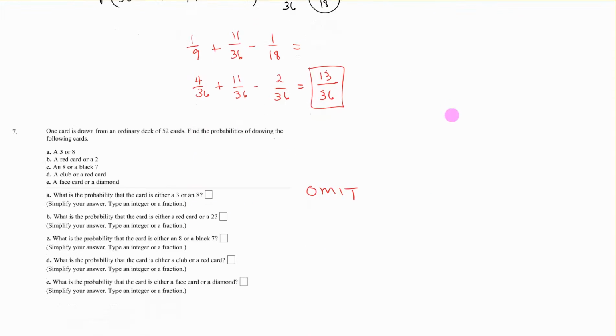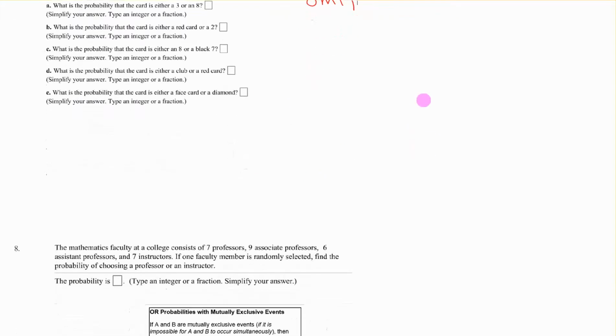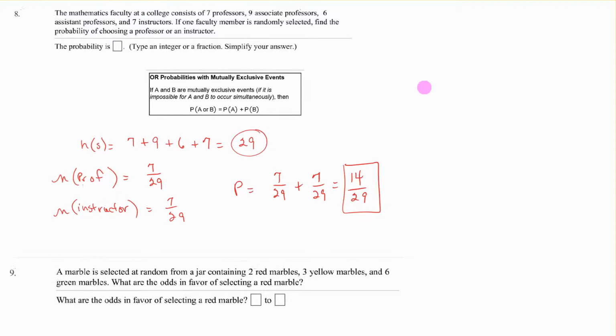All right, I omitted number 7 when I actually assigned the homework. Let's go to number 8. Mathematics faculty at a college consists of 7 professors, 9 associate professors, 6 assistant, and 7 instructors. If one faculty member is randomly selected, find the probability of choosing a professor or an instructor. So if A and B are mutually exclusive events, P of A or B equals P of A plus P of B.